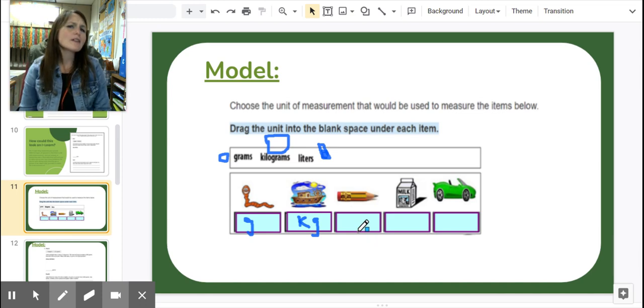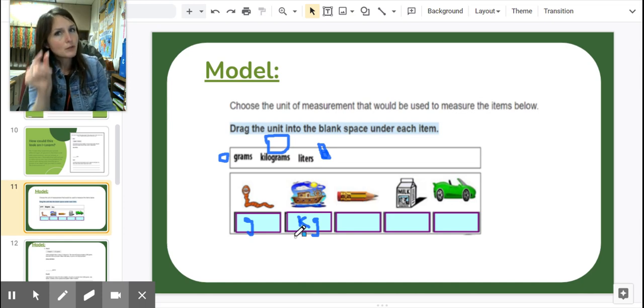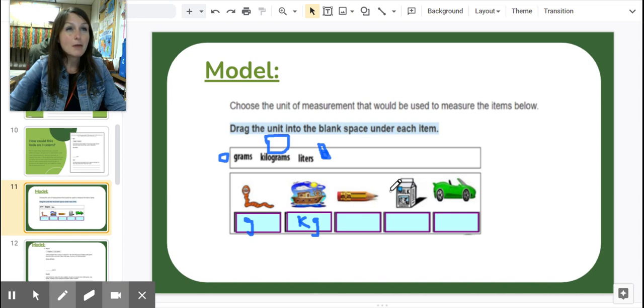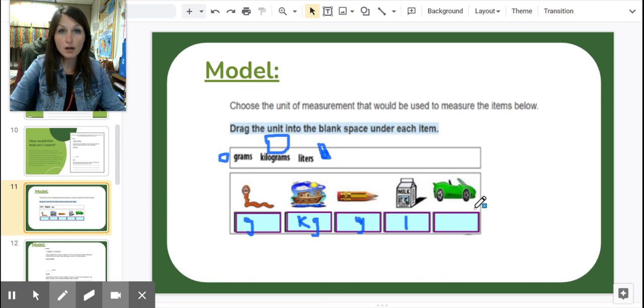So how do I know that the worm is grams, but the boat is kilograms? Because grams are something small, but kilograms are something big. What about this pencil? It should be grams, something small. What about the milk? It's liquid, so it should be liters. And this car, it's not liquid, and it's not very small, so that should be like the boat. It should be in kilograms.